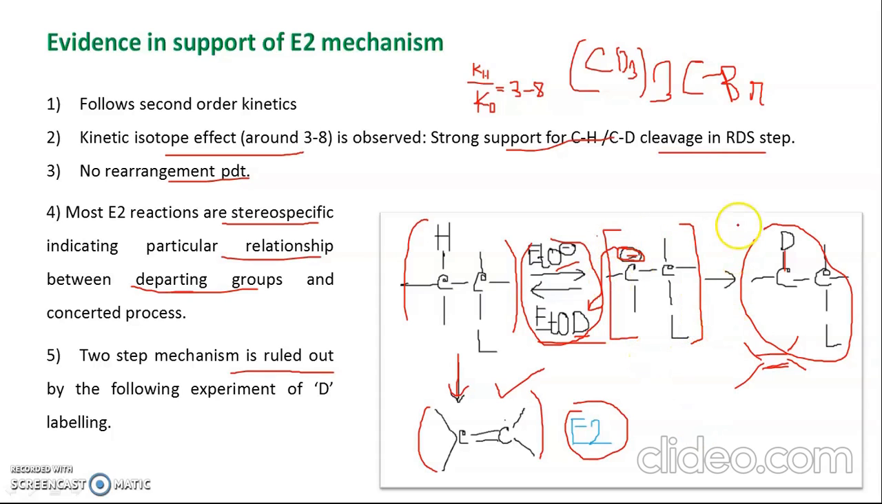But actually we are not getting it. So it again proves that this type of carbanion is not formed at all in the reaction medium. Theoretically you should get it if it is going through a carbanion intermediate, but actually you are not getting it. So that means the carbanion mechanism is ruled out. That is, the 2-step mechanism is ruled out by the following experiment of deuterium labeling.